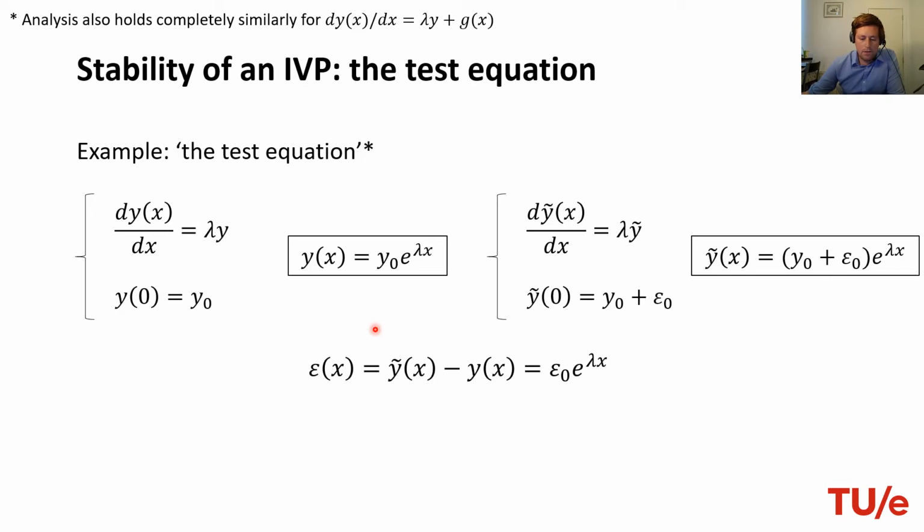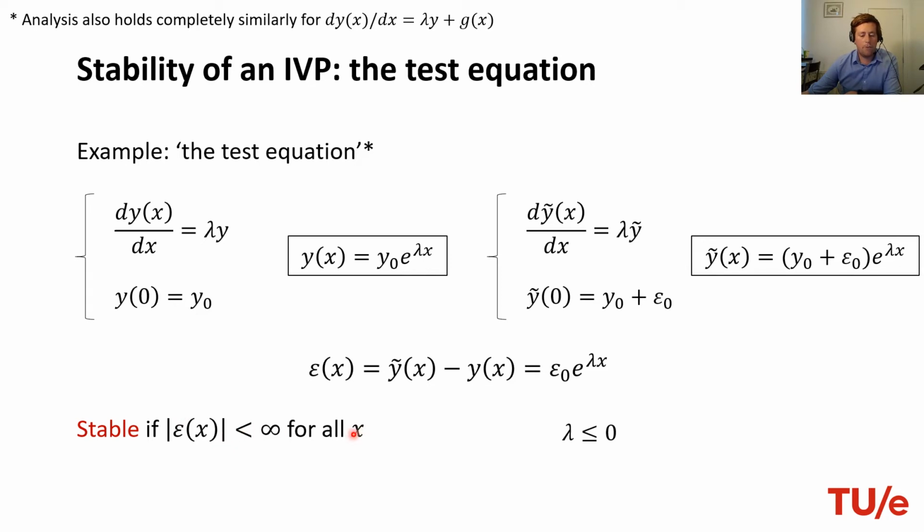Now we can check the difference between the perturbed and the original solution. You can see that the y naught contribution drops out, and what is left is epsilon naught, the small perturbation on the initial conditions, multiplied with e to the power lambda x. So what does this mean? The IVP is stable if for all possible x, epsilon x remains finite.